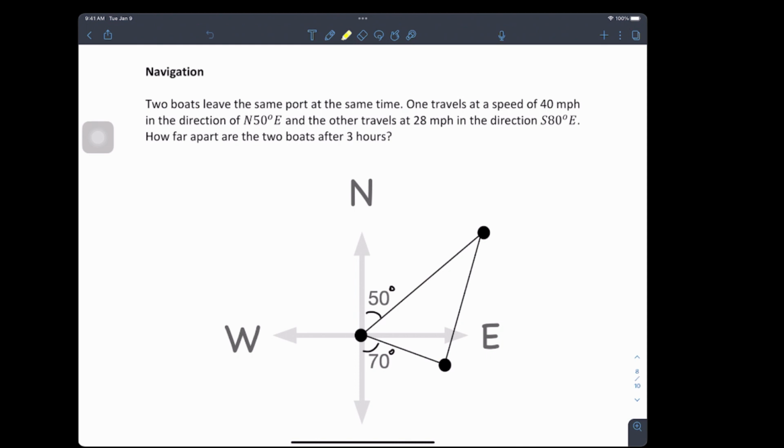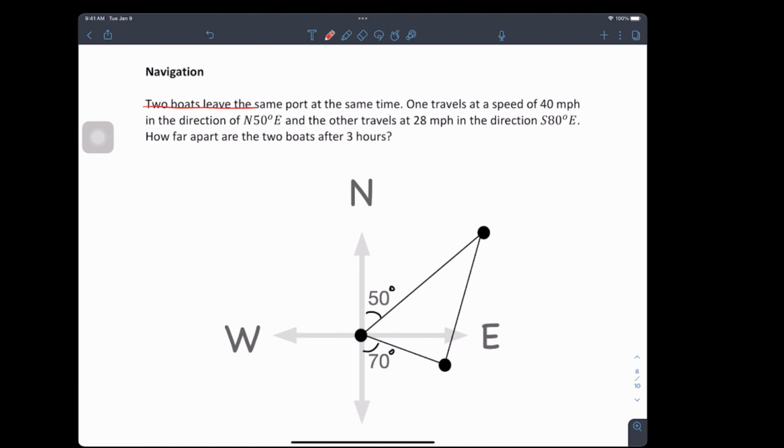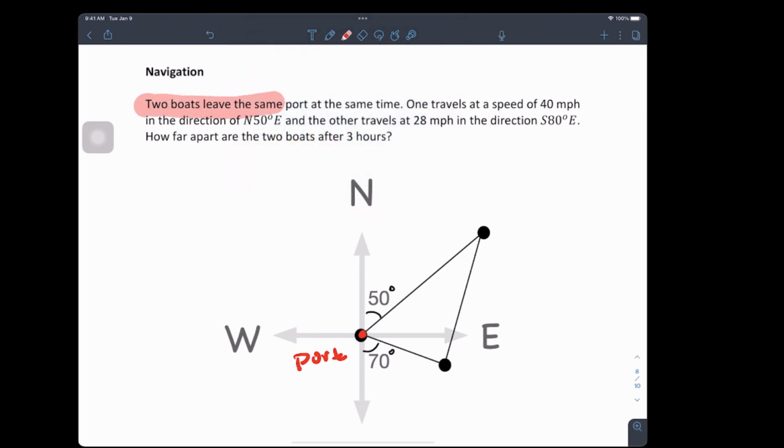So let's look at a navigation question, okay, you guys. They're saying two boats leave the same port at the same time. Let me show you what that means. This is where that port is. That's like the starting point. So here, two boats leave the same port at the same time.